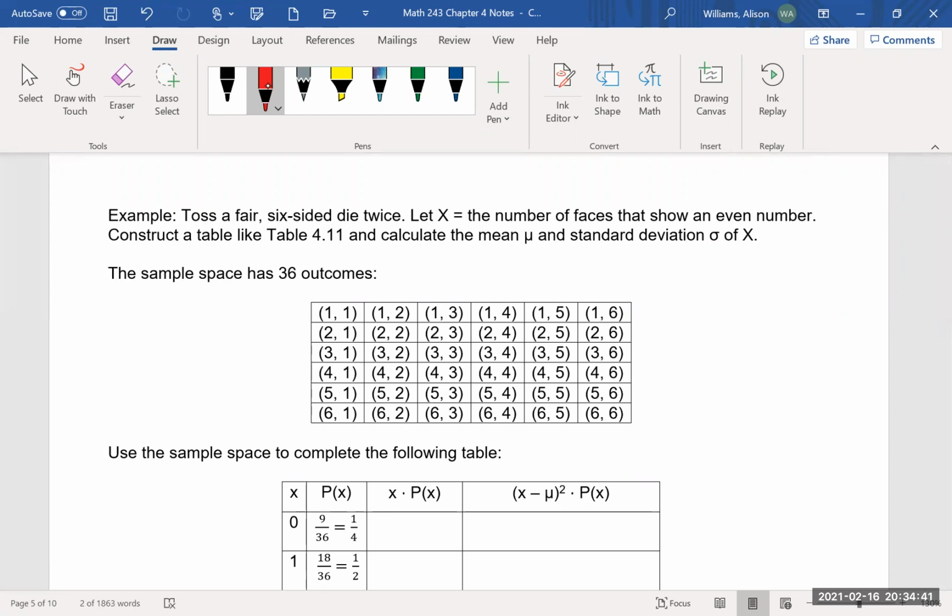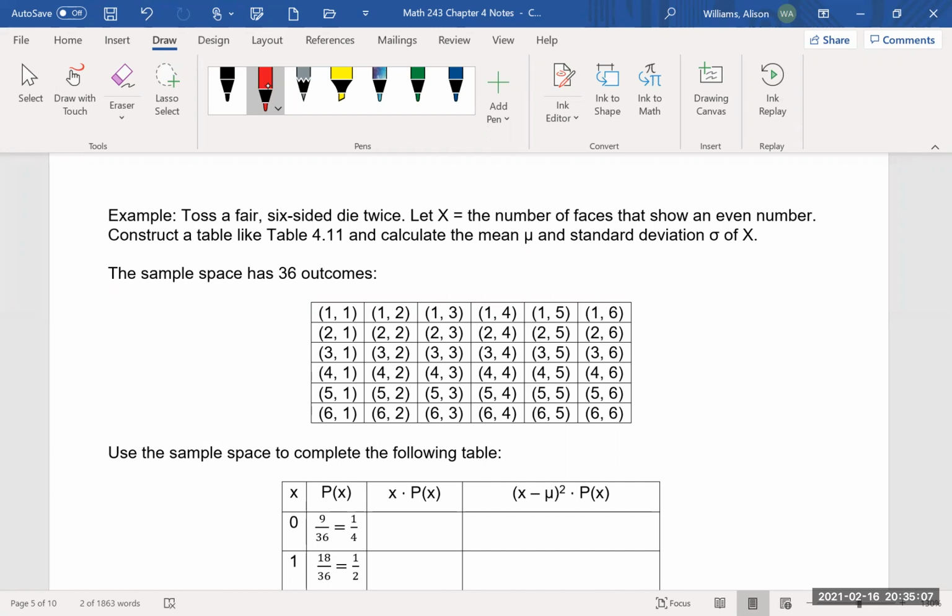Let's toss a fair 6-sided die twice. Let x equal the number of faces that show an even number. All right, so we are asked to find the mean and the standard deviation, and they were gracious enough to show us all 36 possible outcomes. Okay, 36 possible outcomes there. So here's what we're looking at. The number of faces that show an even number.